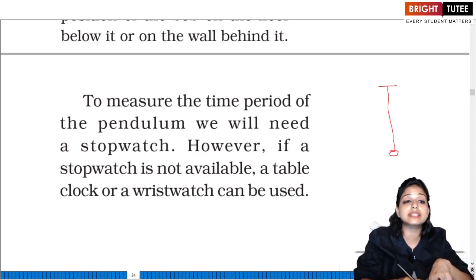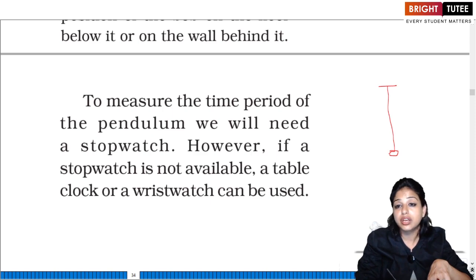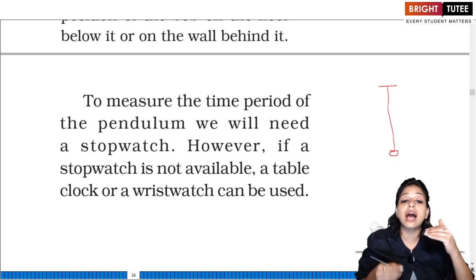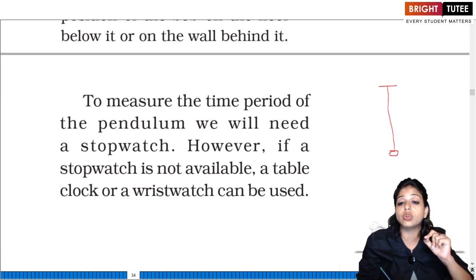Once you see that it has started in its mean position, so everything is at rest, my bob is resting here in the mean position. What you need to do is see what happens when you start looking at this. When you are marking the mean position on the floor below or on the wall behind the bob, you need to measure the time period.